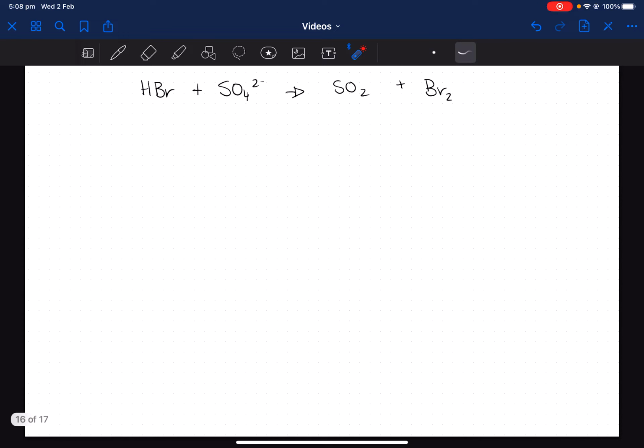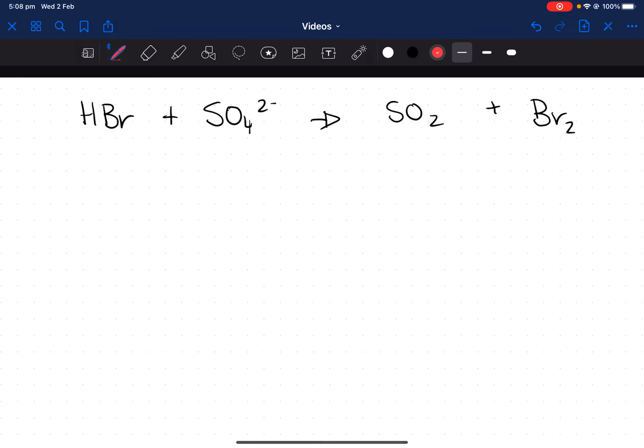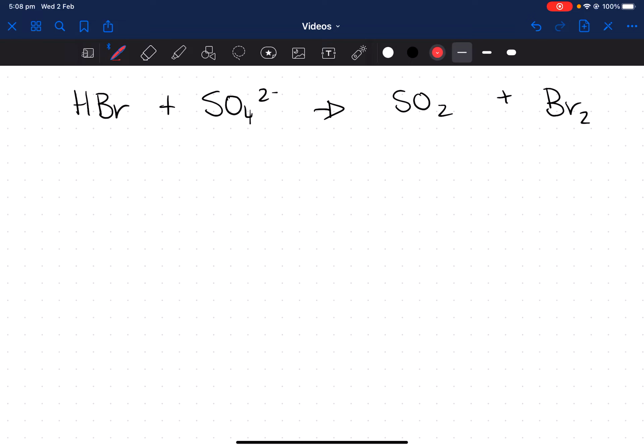Anyway, let's just get straight into it. Starting with a little bit of an easy problem. We've got HBr plus SO4 2- goes to form SO2 plus Br2. The first thing that we're going to do is we actually need to know what is being reduced and what is being oxidized. Easiest way to do that is with some basic oxidation numbers. You should know how to do that by this point in time. So give this video a pause, quickly work out what the oxidation numbers are and work out what's being oxidized and reduced, and then we'll move on to the next step.